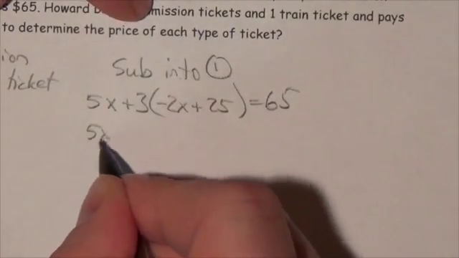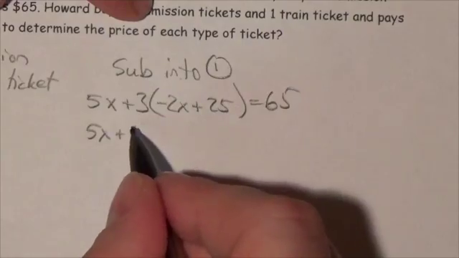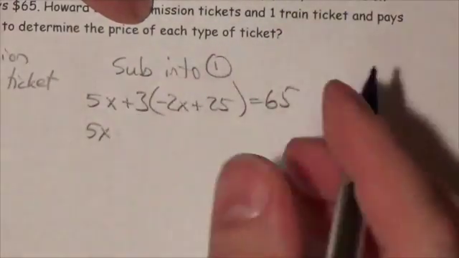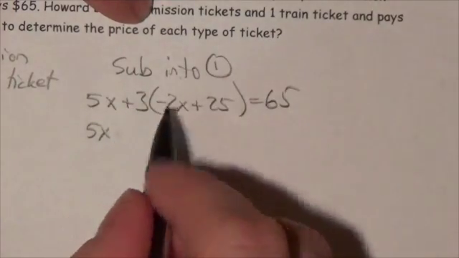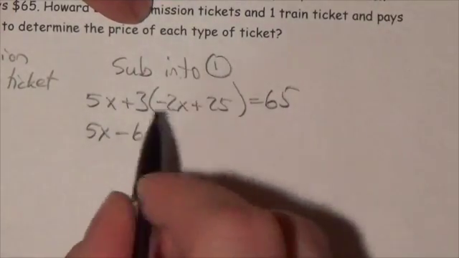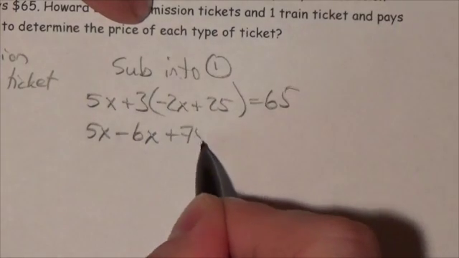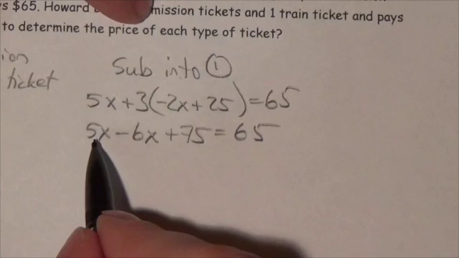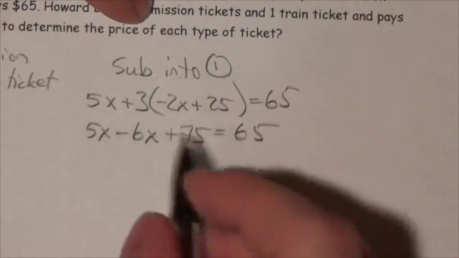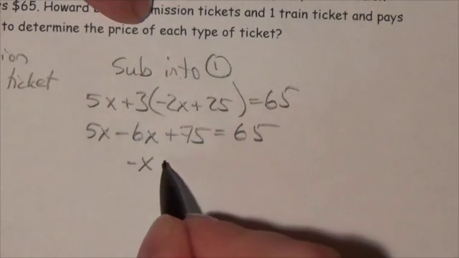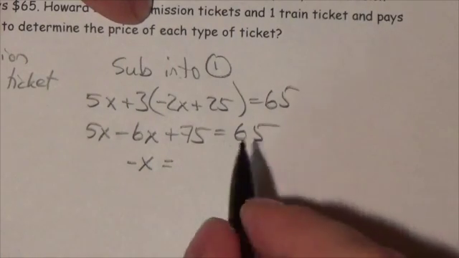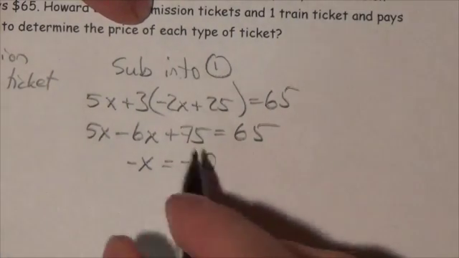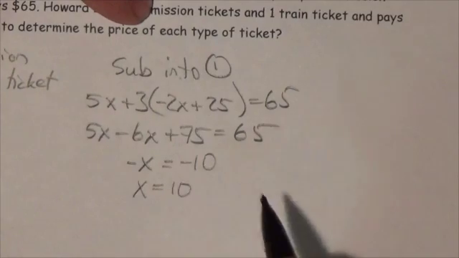So 5x plus, let's distribute the 3 through. Whoops, sorry, let's distribute the 3 through, and I start right away not doing that. Positive 3 times negative 2x is going to be negative 6x, plus 75 is equal to 65. Well, 5x minus 6x is going to be negative x. And bring the 75 over, and we're going to get negative 10. Divide, and we get x is equal to 10.